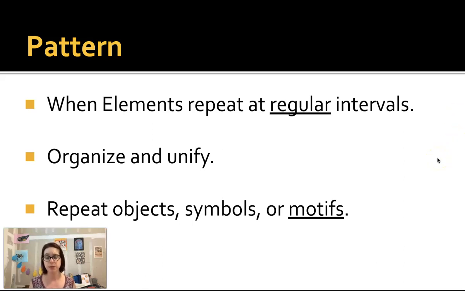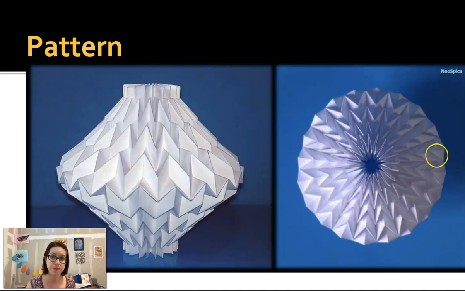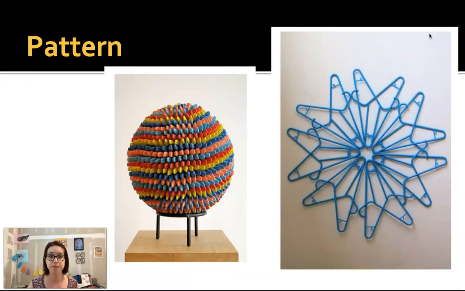In patterns, we're often repeating objects, symbols, motifs that of course are made of the elements of design. So we're repeating shapes and colors and forms. In this example here, we have pattern in two different ways.